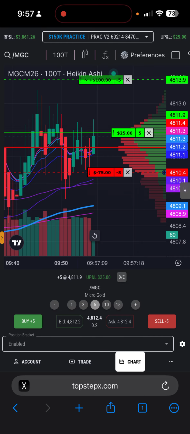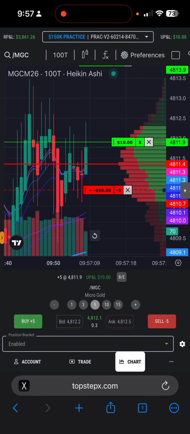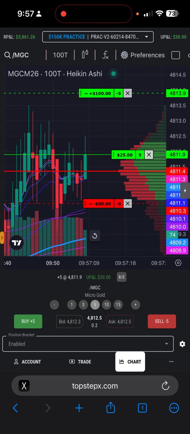Now, here we go. We can lower our risk now. Maybe $60. Or I can go below this swing low. Let's do 80 instead of 100.